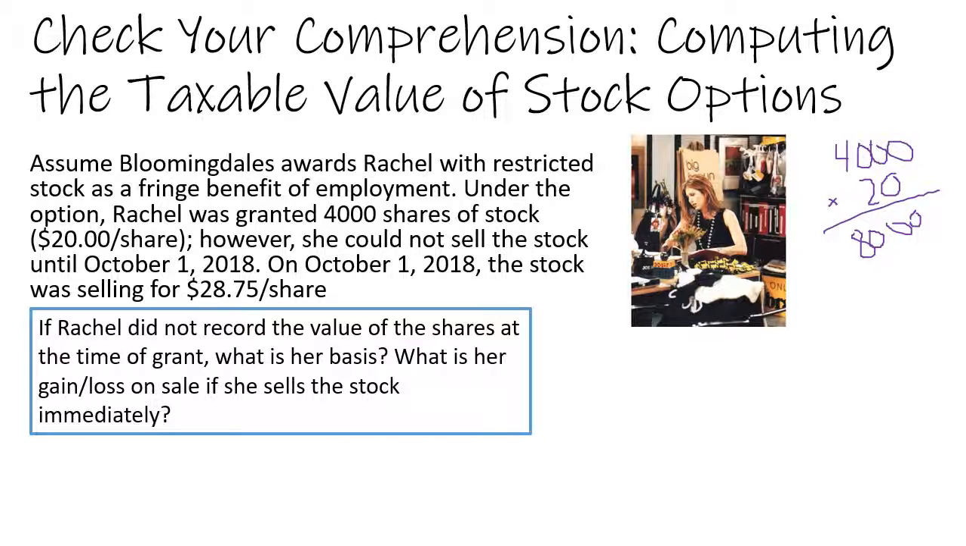However, since Rachel didn't take possession of the shares until October 1st, her basis in the shares of stock after she takes possession of them is $115,000, and her immediate gain on the sale of stock is zero because she turns around and sells them at the price for which she acquired them.